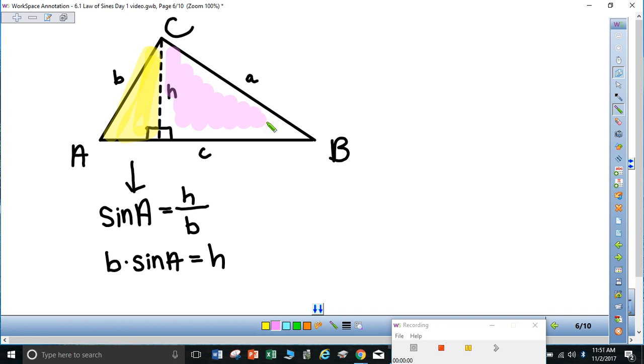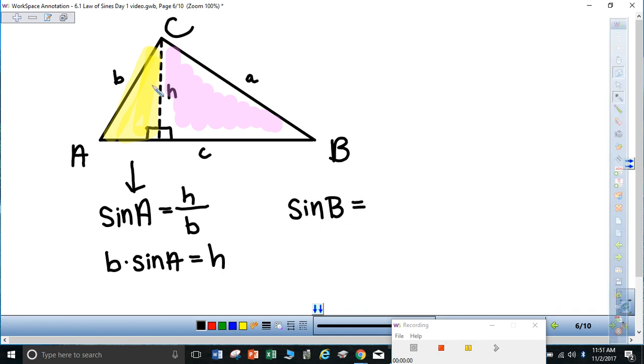Let's take a look at the right triangle now on the right-hand side. So writing a similar expression with angle B, I'm going to write sine of angle B, this time equals opposite over hypotenuse. So the opposite side is the height. The hypotenuse is side a. And then similar to what we did before, I'm going to multiply both sides by a.